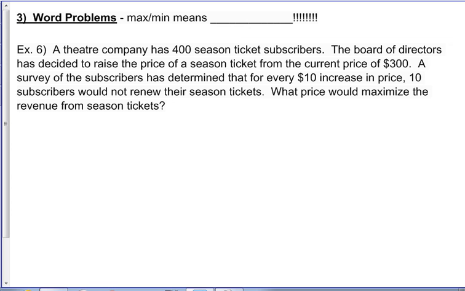Okay, finally we're going to take a look at word problems. Max-min means vertex. Whenever you see that term, maximum or minimum, think vertex. So here we've got a theater company that has 400 season ticket subscribers. The board of directors has decided to raise the price of a season ticket from the current price of $300. A survey of the subscribers has determined that for every $10 increase in price, 10 subscribers would not renew their season tickets. What price would maximize the revenue from season tickets?